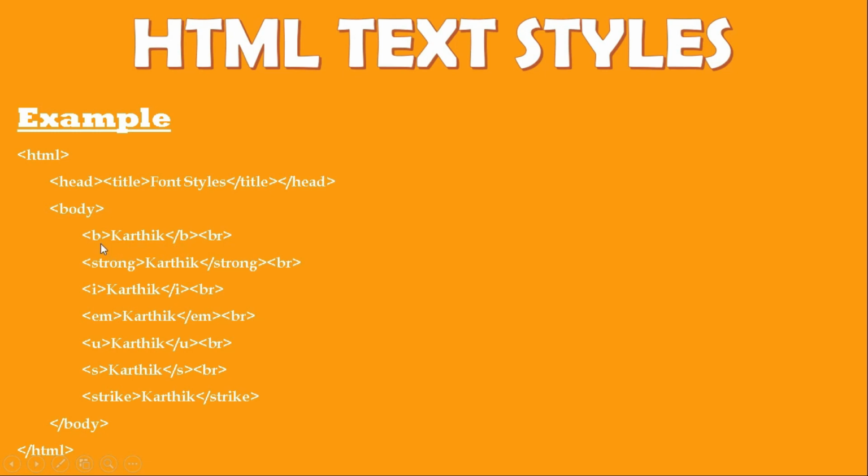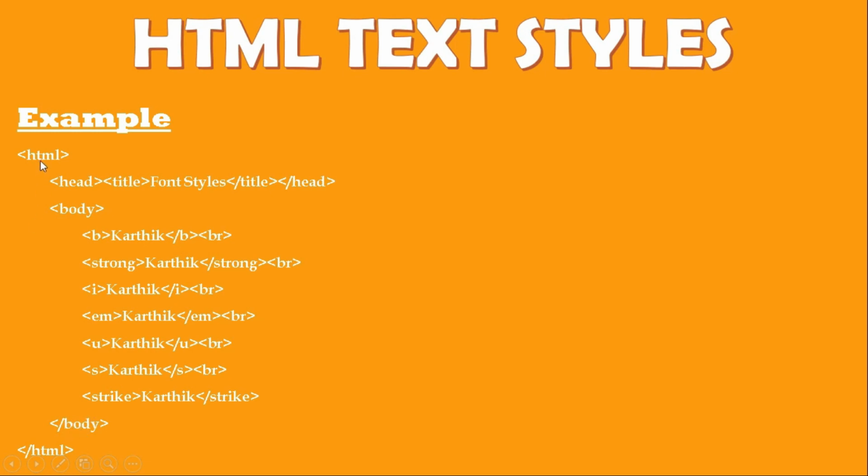The first tag we implement is B, that is bold, followed by strong. So B and strong serve the same purpose. Followed by the tag I and followed by EM, where I stands for italic text and EM stands for emphasized text. Both serve the same purpose. Followed by the tag U, used to underline a text. Followed by S and strike. Both serve the same purpose, followed by the closing body tag and the closing HTML tag.